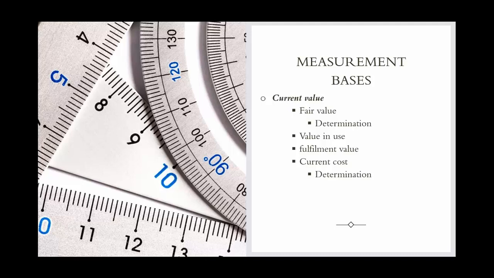3. Current cost. Description. Current cost is the cost of an equivalent asset or liability at the measurement date. For an asset, this means the amount you would pay today to acquire the same asset, including transaction costs. For a liability, it's the amount you would receive today to assume the same liability, minus any transaction costs.